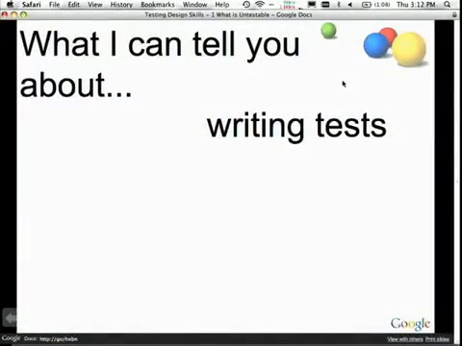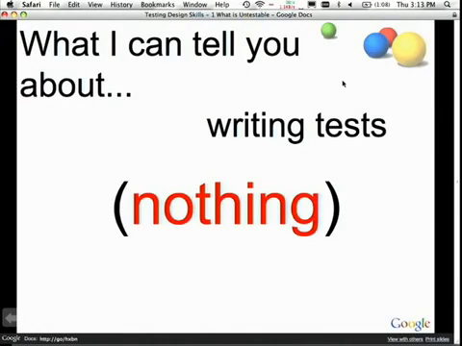So here's the thing. What can I tell you about writing tests? Turns out nothing. I cannot teach you anything. There's no magic to writing tests. Absolutely none. There are a couple of tools, like easy mocking frameworks and stuff like that. But for the most part, there is no secret knowledge I have about testing. None whatsoever.